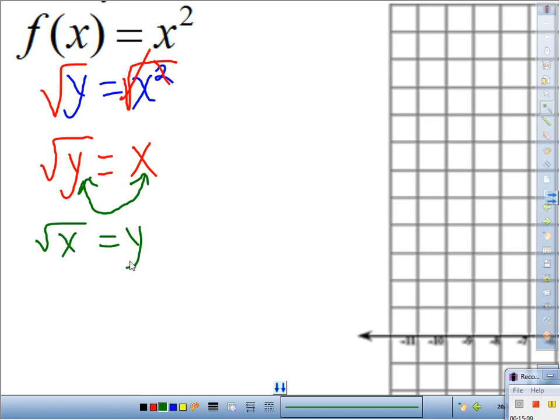That's what we call it, inverse. And lastly, we cannot leave it written equal to y. What do we write here? F inverse of x, and all that equal to square root of x. Label it inverse.